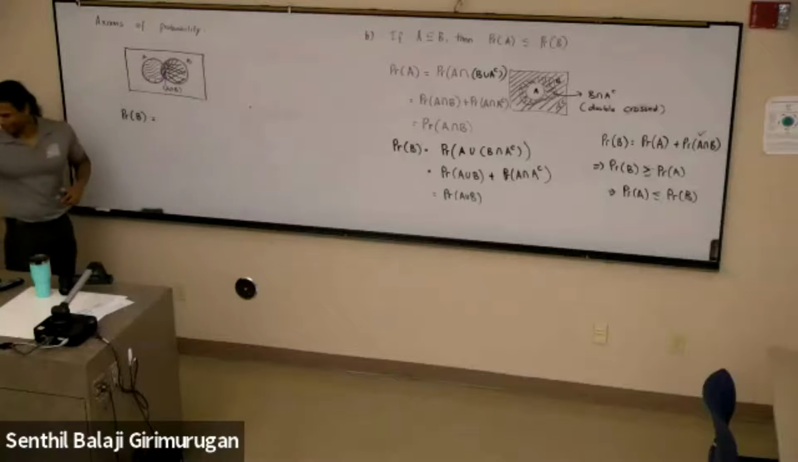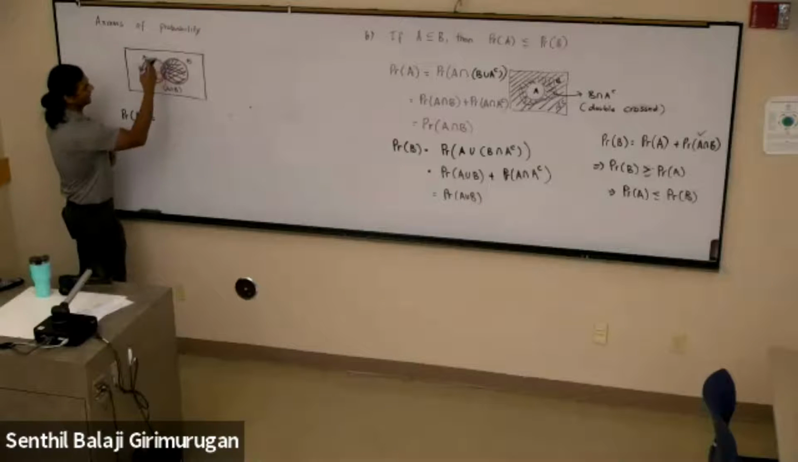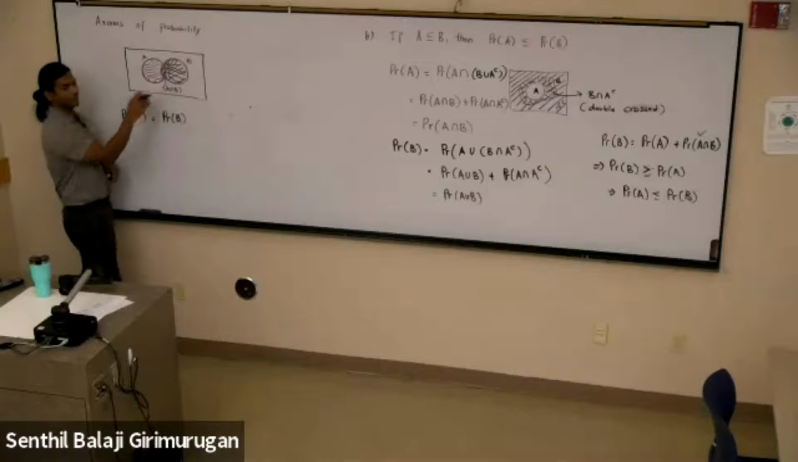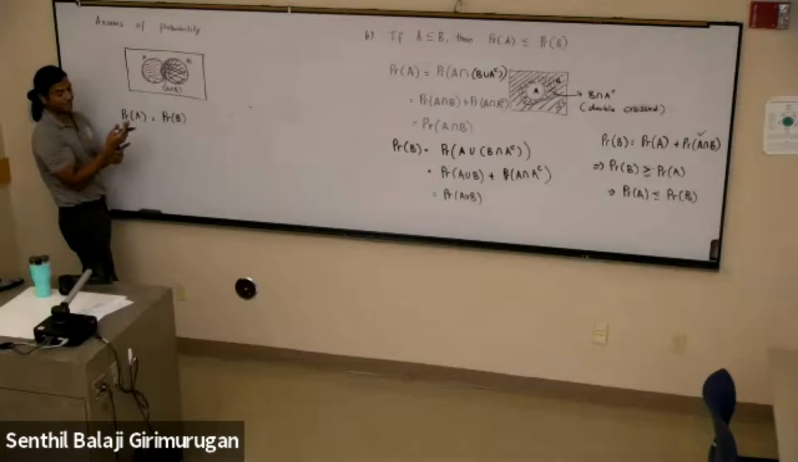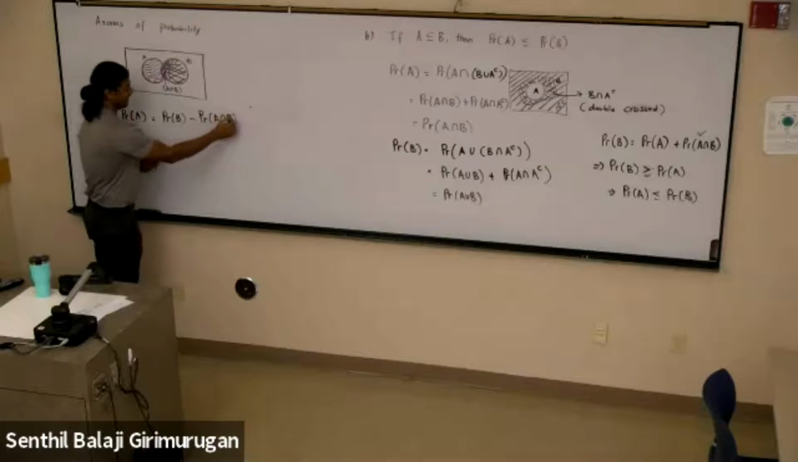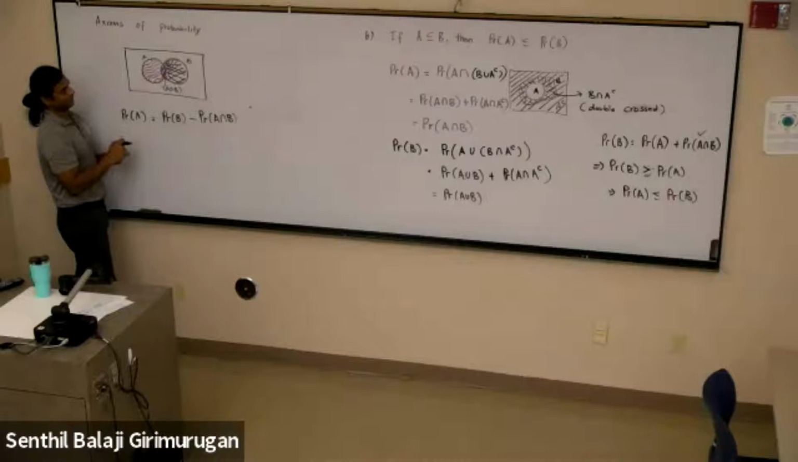This is very simple. Let's try something else. What is the probability of A? I could simply write it as the probability of B, which is all of that, and then subtract the probability of A intersect B. Right? No, that just gives you the part that is in B but not in A.